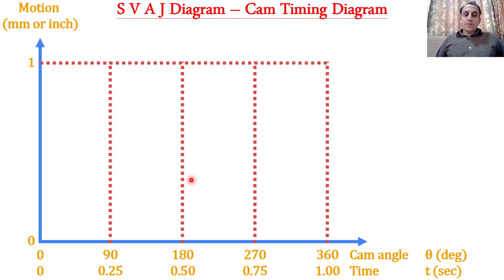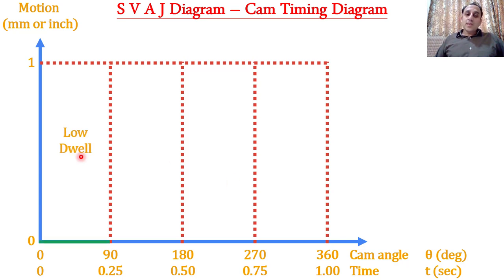In this one, we have four segments. In the previous example, we had eight segments. In this one, we have only four segments, but we don't know yet what will happen to the follower when the cam moves from 0 to 90, or from 90 to 180 degrees. We know there are four segments. In these four, there will be rises, falls, and dwells.